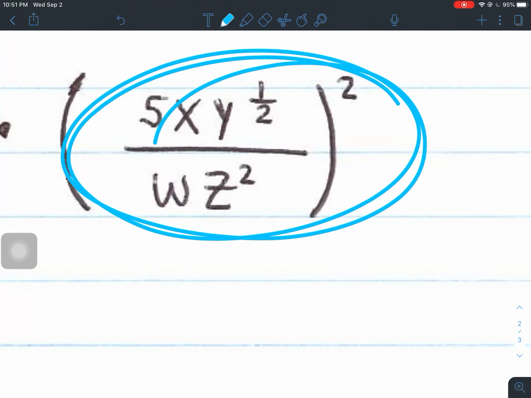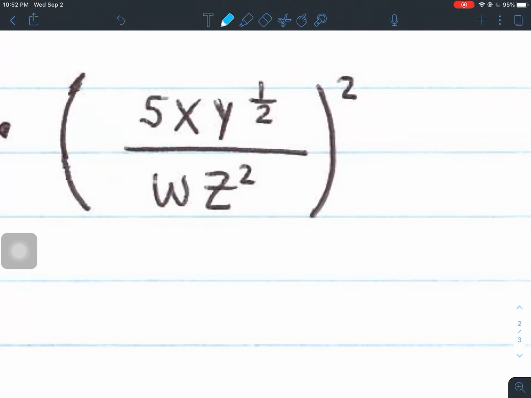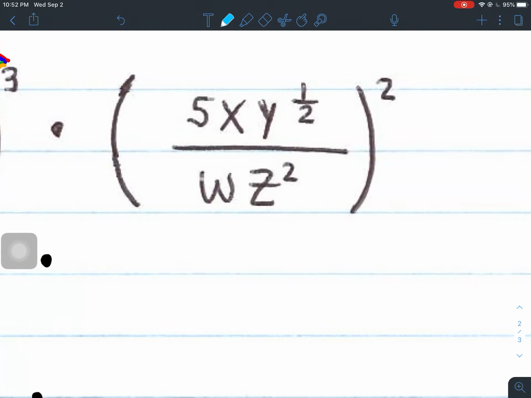Now on this right side, before I distribute this 2 on the outside in, I want to look on the inside. So on the inside, it looks like I have 5 different bases. I have 5, x, y, w, and z. But none of these are the same, so nothing I can really combine with, so I'm going to go ahead and distribute the 2 in.